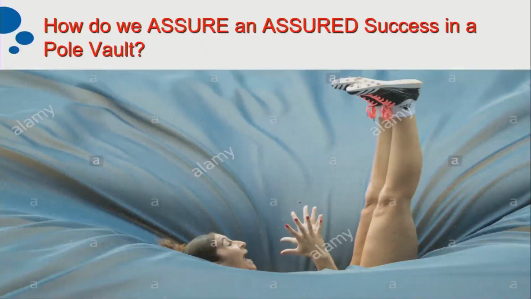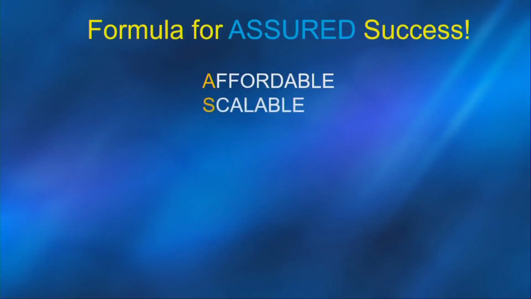Now you would say pole vaulting is fine, but when you do pole vaulting, there is a danger. How do you make sure that you land in the right way so that you don't break your bones? All right. So we suggest a strategy for that, and we provide an assured framework. What is assured framework? So that it can give you assured success. A is affordable. It has to be. Scalable, yes, because once you are affordable, then only you are scalable.